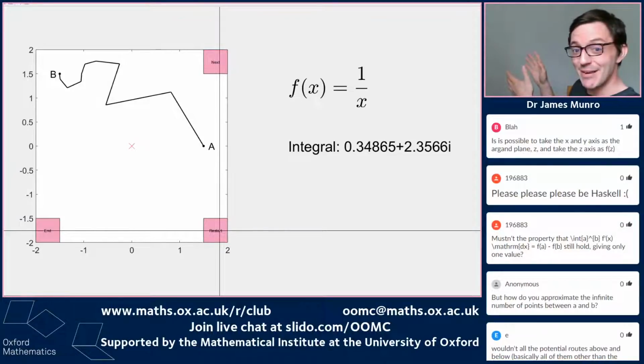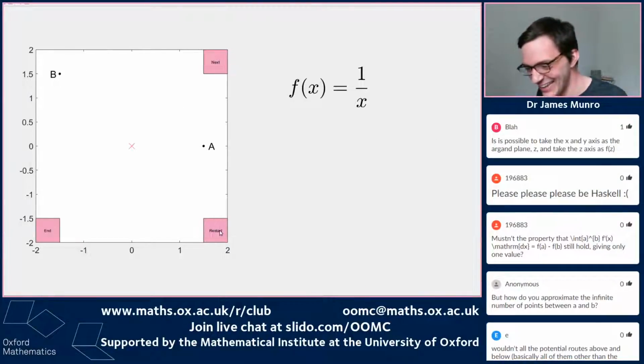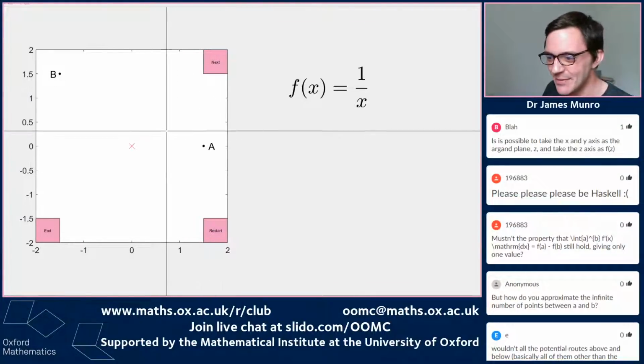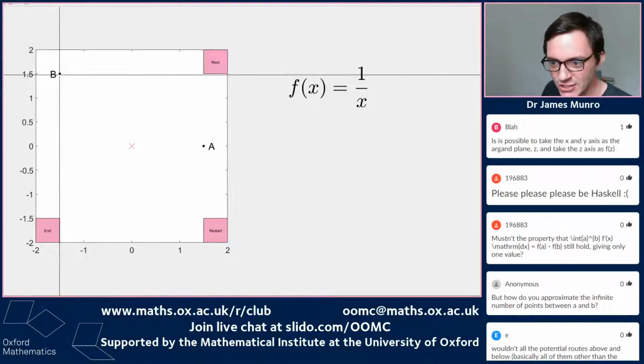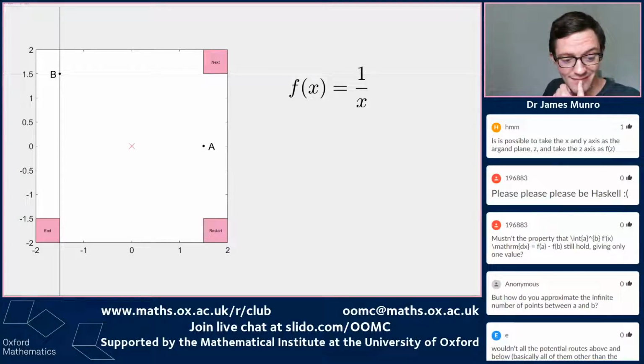Getting it to display the function nicely and getting it to have these pink buttons I can click on, super hard. Right, okay. Reset. Oh, look at that. It's reset. Okay, we're going to try what Flynn said. So if I just click on B, it's going to go straight from A to B and just work out the contribution along that straight line.